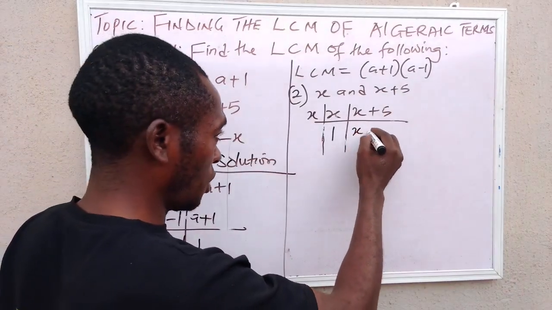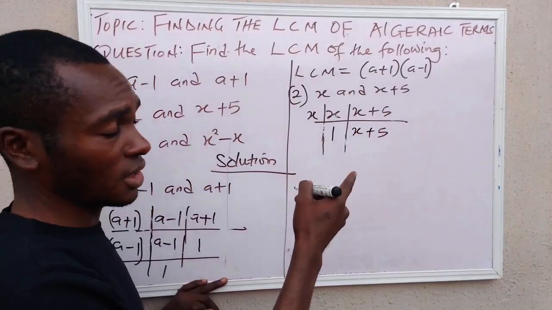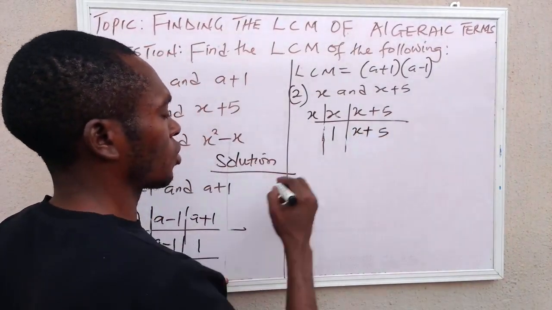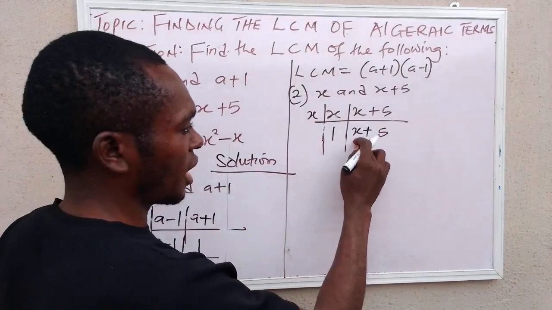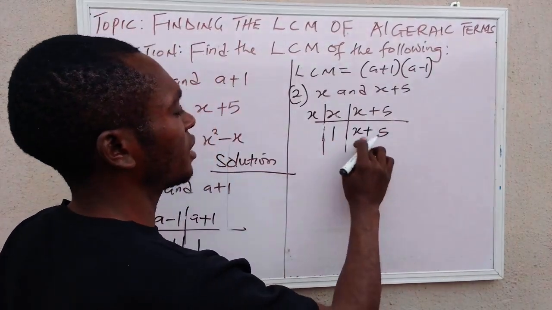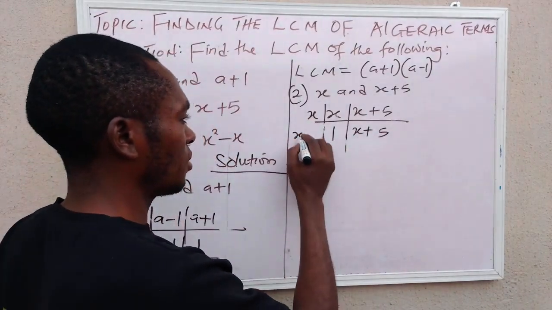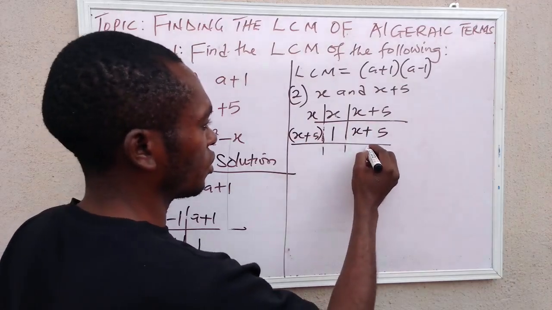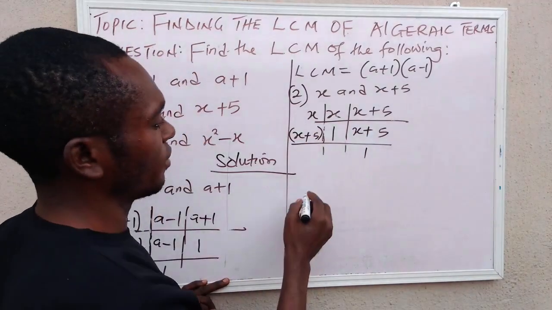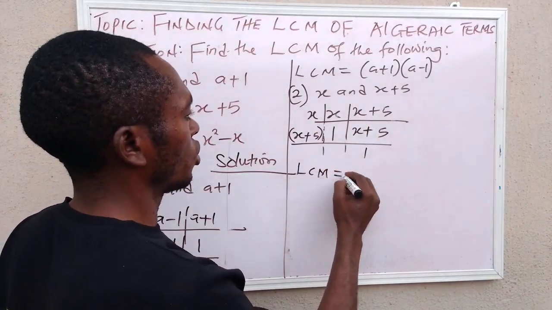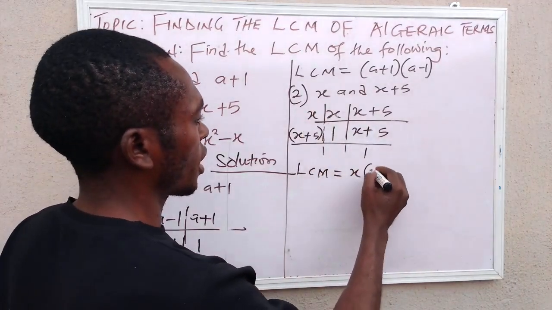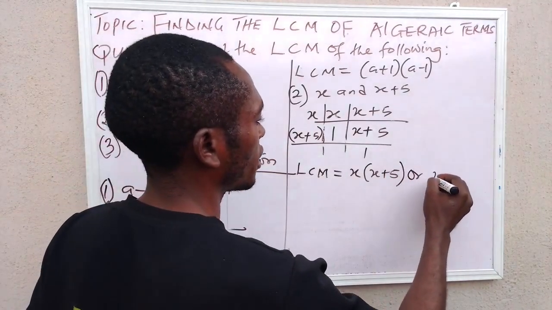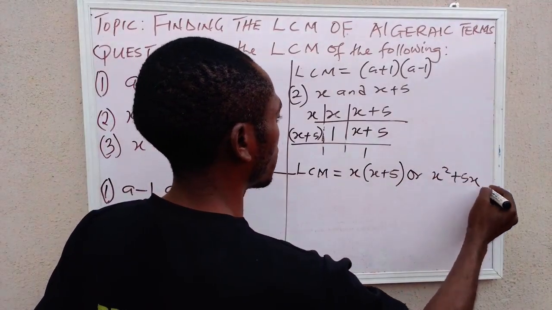So I'll repeat it, I'll write it down since it cannot divide it exactly. After I've done that, since here is already 1 and this is the term I want to divide, the only term that can divide this term without remainder is the same term, which is this. When you use it, you can put it in a bracket. It divides this 1 just 1 time. So the LCM is going to be equal to x open bracket x plus 5. This is your answer. Sometimes you can have it as x squared plus 5x if you want to open the bracket.